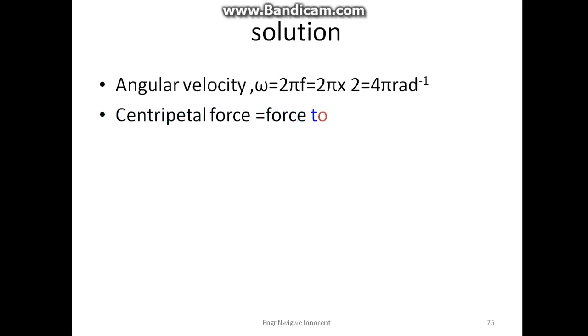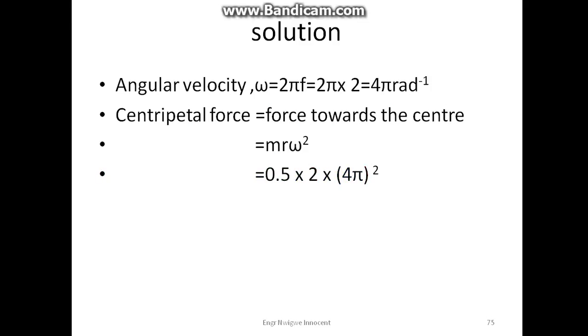Centripetal force, which is the force towards the center, is equal to m r omega squared. Substituting the known values, we have 0.5 for the mass times 2 for the radius times 4 pi all raised to power 2 for the omega, which now gives us 160 Newton.